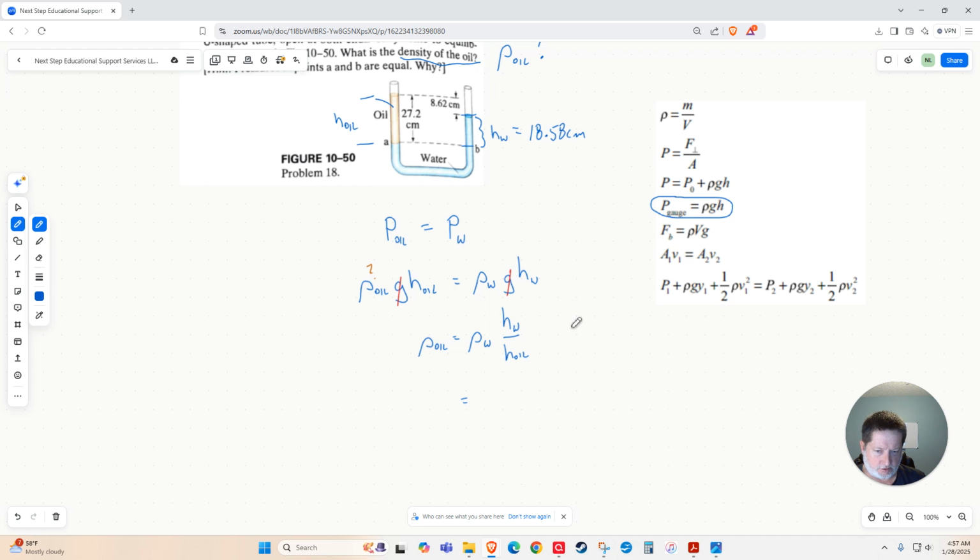So let's go ahead and put our numbers in. Again, if you don't have this number memorized by now, you can look it up on the internet or use table 10.1 out of the Giancoli text or a corresponding table in your textbook. 1,000 kilograms per cubic meter for water. My height of water in this case is the 18.58 centimeters. And the height of my oil is 27.2 centimeters.